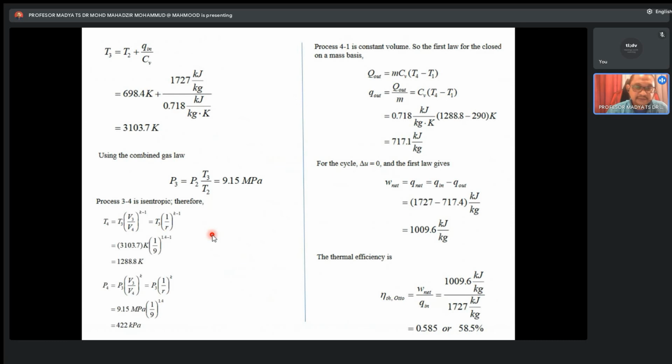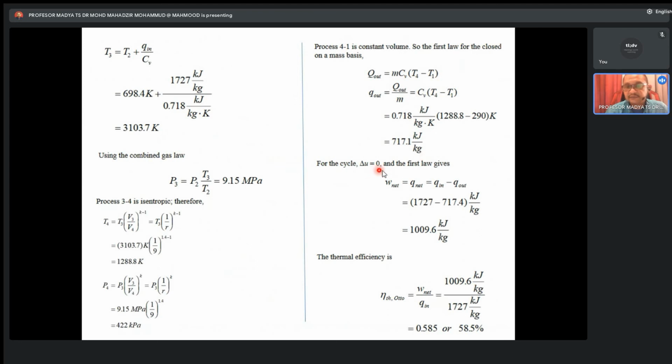Now we go to process 3-4. 3-4 is also isentropic. Therefore, using the formula of the isentropic process, it will give T4 and P4. Process 4-1 is constant volume. So the first law of the closed system gives the mass and Q out. This is the formula for Q out. And then over m, we get a small q per kg, with unit kilojoule per kg. So you get the value of Q out.